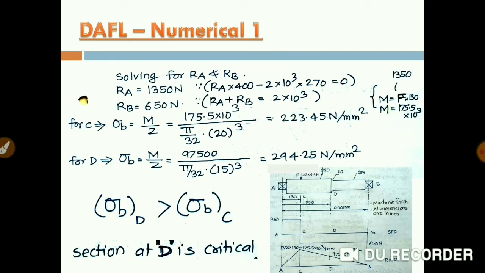Now find the support reactions Ra and Rb. After finding the support reactions, sigma b, we know, is M by Z at point C and at point D, because we want to find the bending stress at the critical points C and D. After finding the bending stress, sigma b is 223.45 Newton per mm square at C, and 294.25 at point D. So these two values tell us that sigma b at point D is greater than sigma b at point C. So D is the critical point.